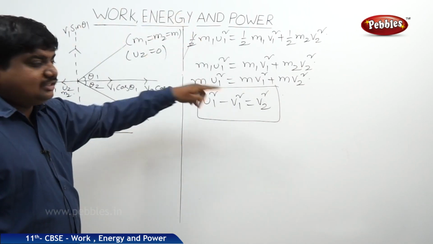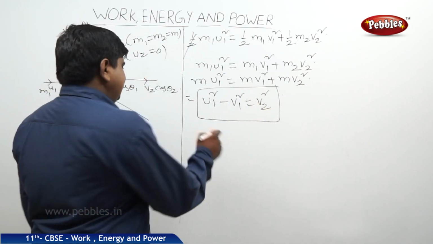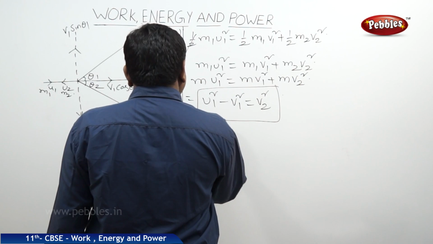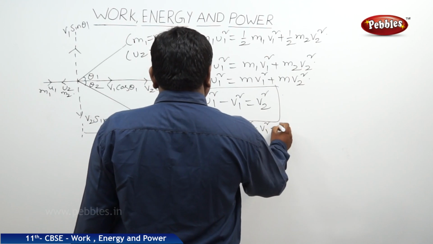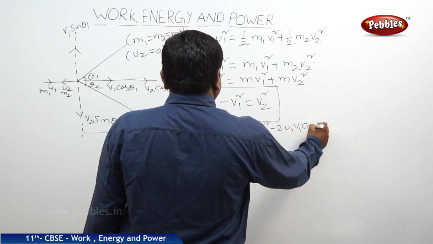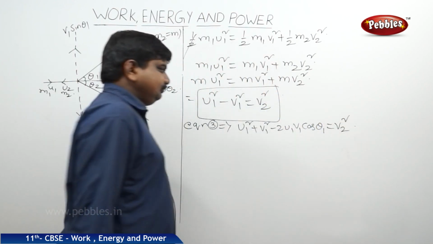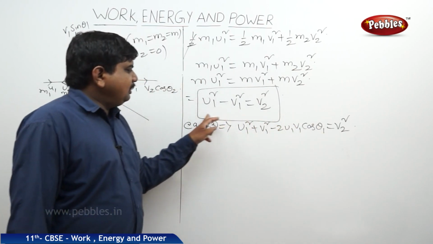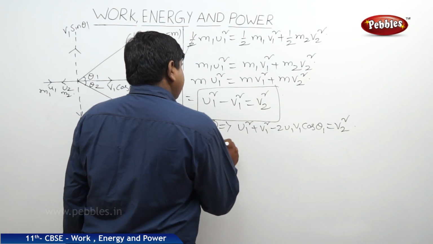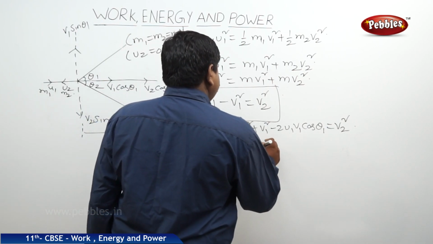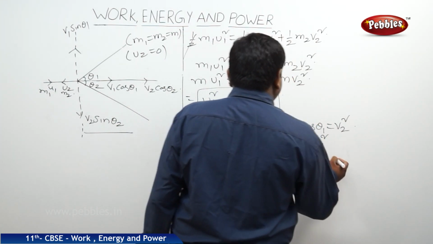Previously we got one equation for v2 square. In place of that we are substituting this u1 square minus v1 square. So equation 3 is u1 square plus v1 square minus 2u1 v1 cos theta 1 is equal to v2 square. So in place of v2 square we can write u1 square minus v1 square. Therefore u1 square plus v1 square minus 2u1 v1 cos theta 1 is equal to u1 square minus v1 square.